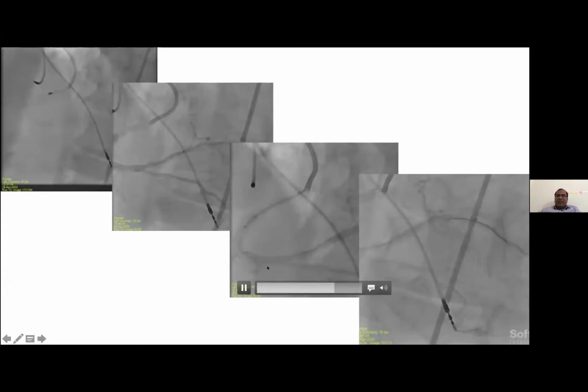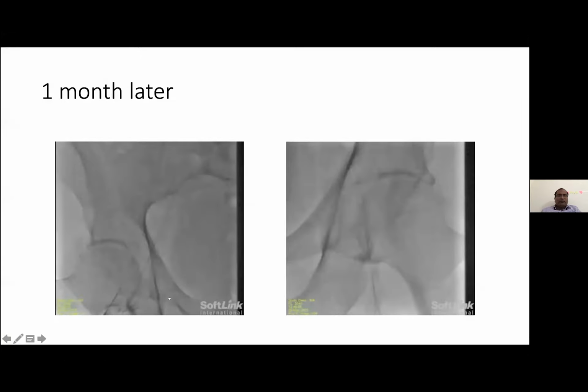Again, at this time we didn't use any support. The patient's LV remained the same. It improved 5%. The LV ejection fraction was 45% at this point of time of intervention. And later on, one month later, he came again for a TAVR.